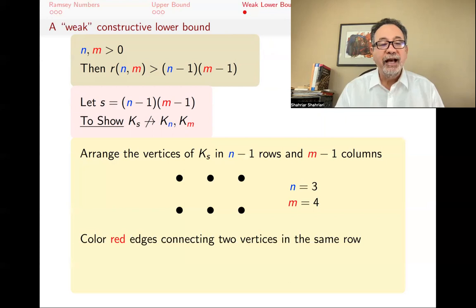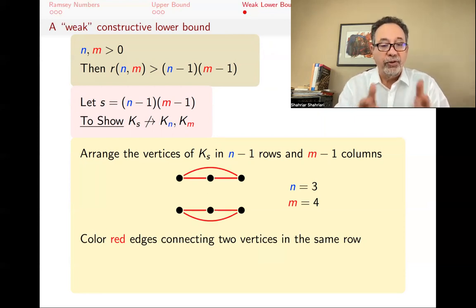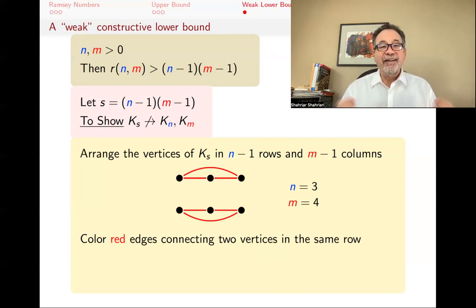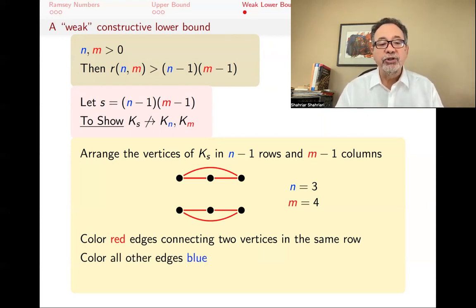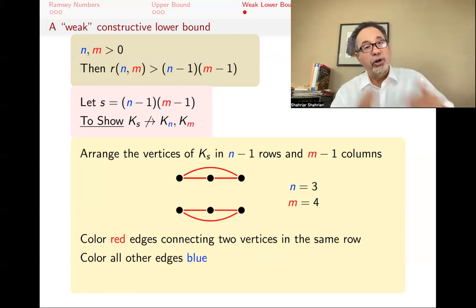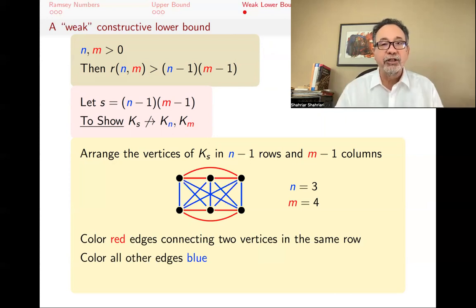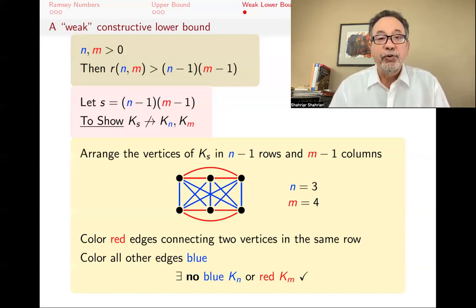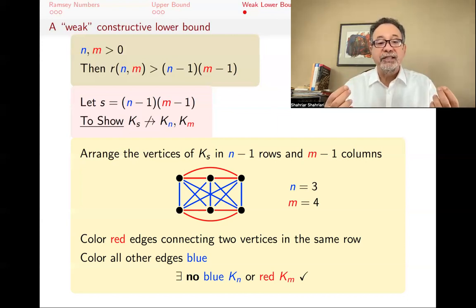What I'm going to do is color with red any two vertices that are in the same row. There you go. You color red every 2 vertices in the same row, and all the other ones you color blue. That means the ones in the same column, but also the diagonal ones. Everything else is blue. And the claim is that now you do not have a blue Kn or a red Km, and it's easy to see why. If you were going to have a blue Kn, you would need n vertices, but there are n minus 1 rows. So 2 of the vertices would have to be in the same row, but then they're connected with a red edge. And so you do not have a blue Kn.